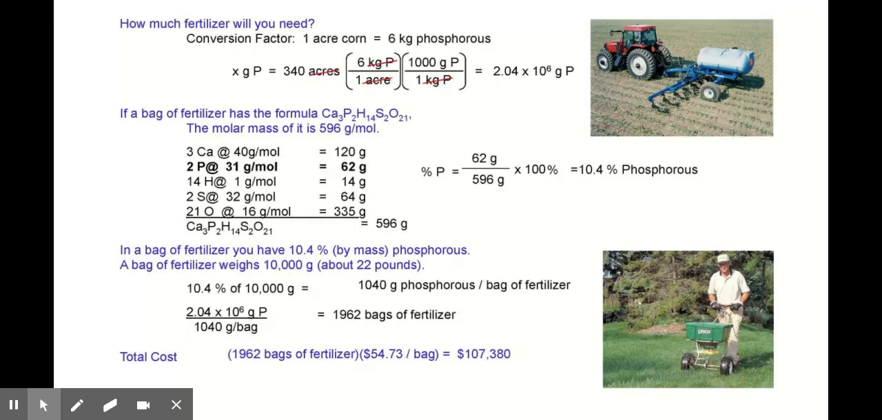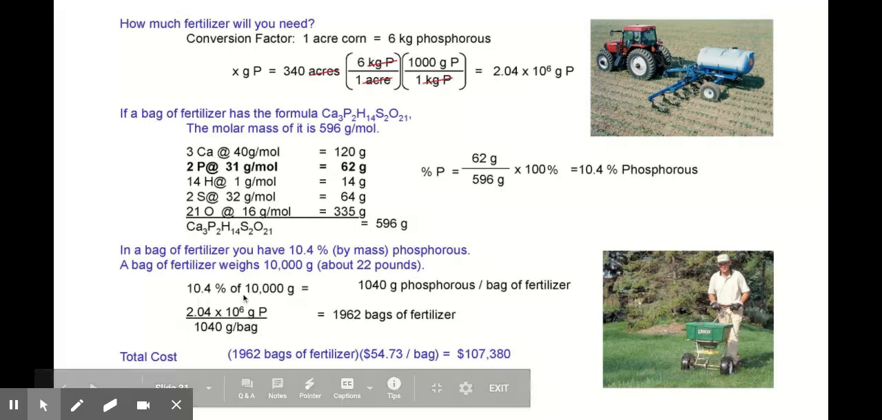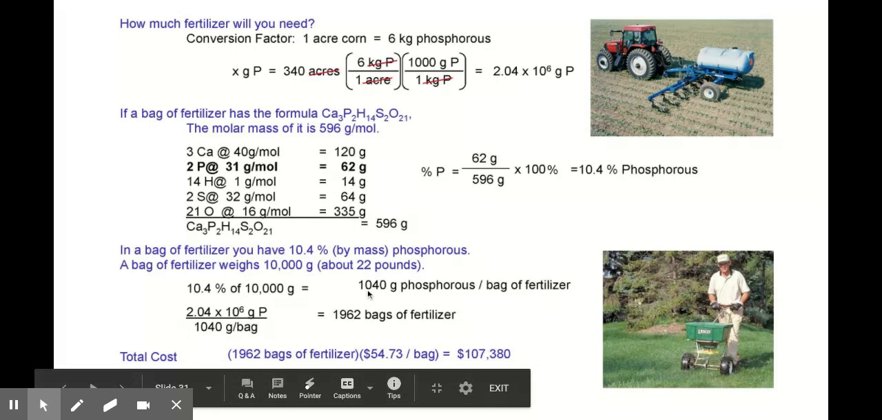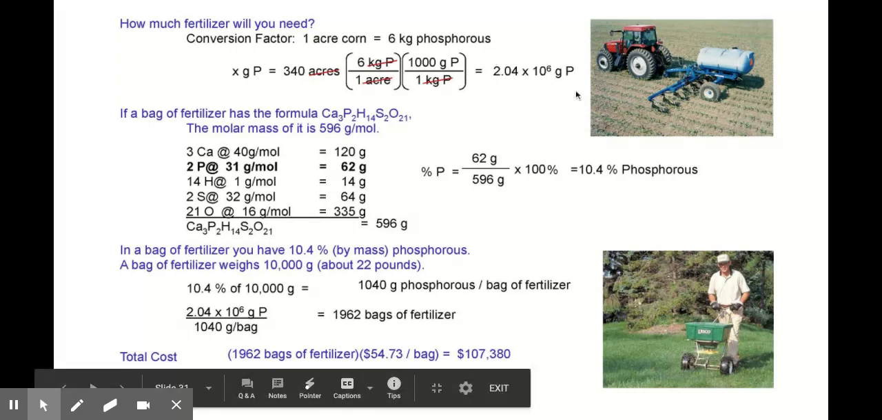So if we have 10.4% phosphorus for every 10,000 grams, that's going to give us 1,040 grams of phosphorus per bag of fertilizer. Okay, so now this is useful, right? So we know how many grams of phosphorus are in each bag. We know from up here how many grams of phosphorus we need total.